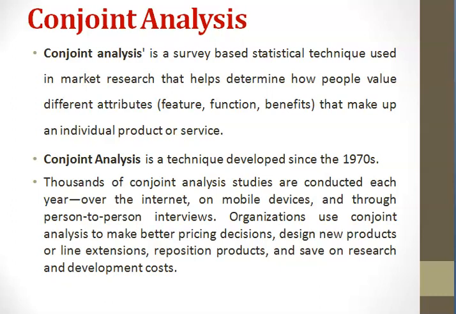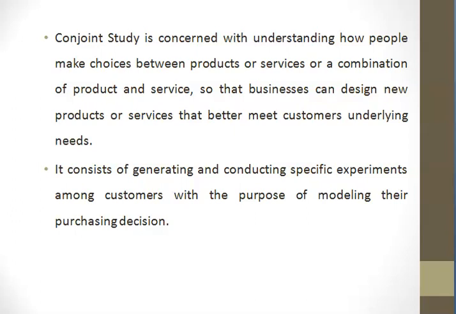Organizations use conjoint analysis to make better pricing decisions, to design new products and line extensions, to reposition products, and to save on research and development costs. Conjoint analysis is concerned with understanding people's choices, how they make choices between products or services, or a combination of products or services, so that businesses can design a new product or service to meet the customers' needs exactly. For that reason this conjoint study is made.